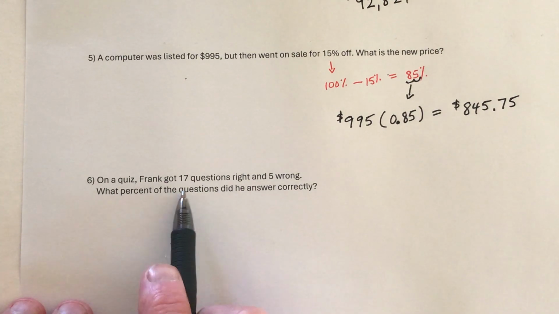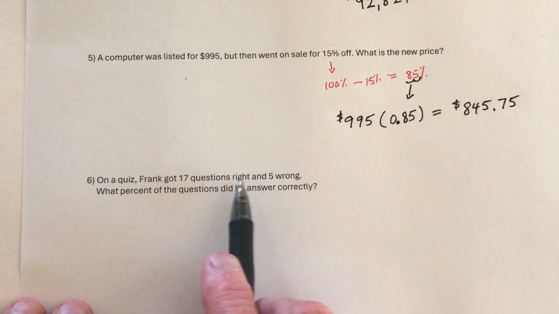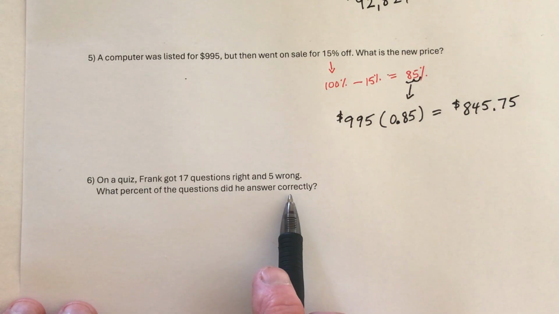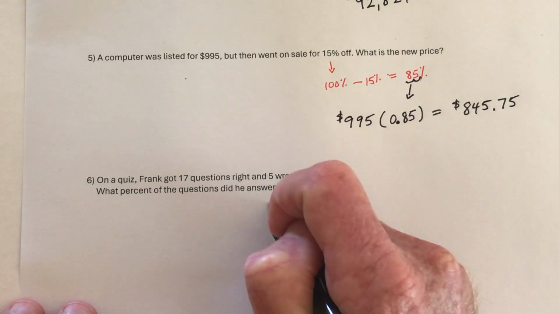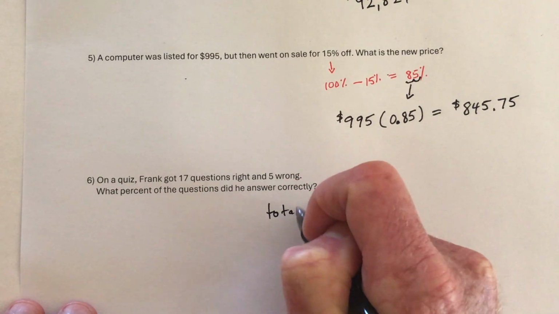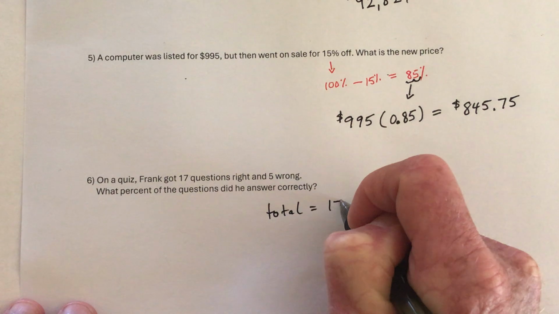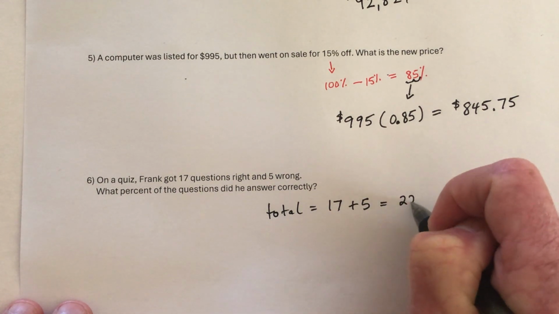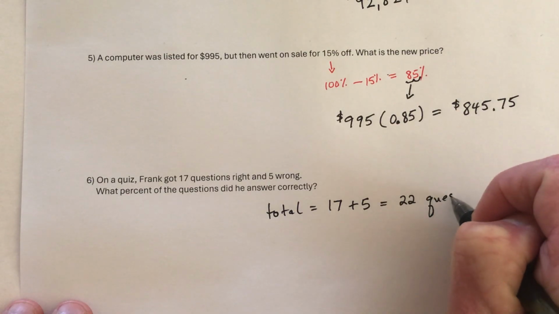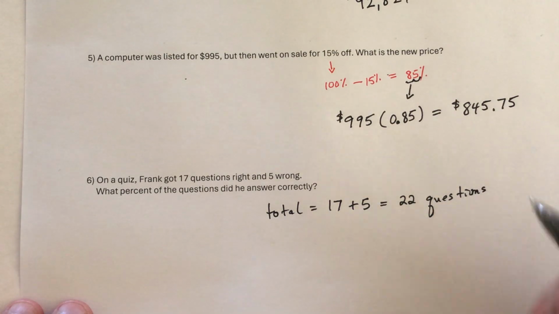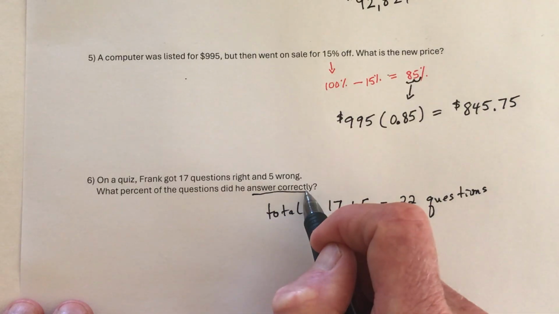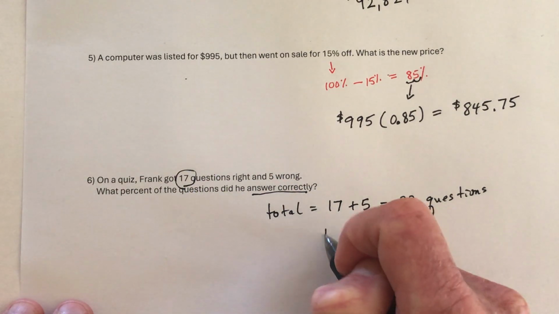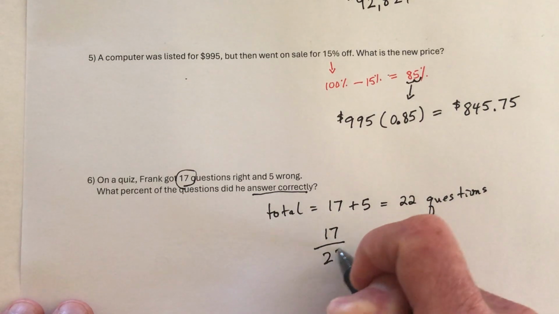All right, just one more. On a quiz, Frank got 17 correct and 5 wrong. So what percent did he answer correctly? Well, the first thing I need to know is the total number of questions. He got 17 right and he got 5 wrong, so that means there's 22 questions. And for him answering correctly, that would be 17 out of the 22.